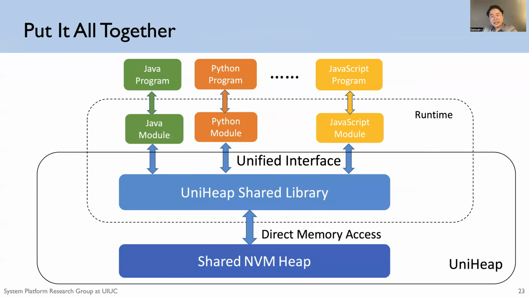Now let's discuss how we implement UniHeap. We implement the UniHeap system prototype with 9,000 lines of C code. The UniHeap framework is implemented as a shared library, including the unified interface and the log-structured object sharing algorithm. During initialization, each runtime module will dynamically load this shared library, and all runtime modules can use the UniHeap shared library through the unified interface. The shared library talks with the shared NVM heap through direct memory access. This enables fast access to the NVM device that bypasses the file system.